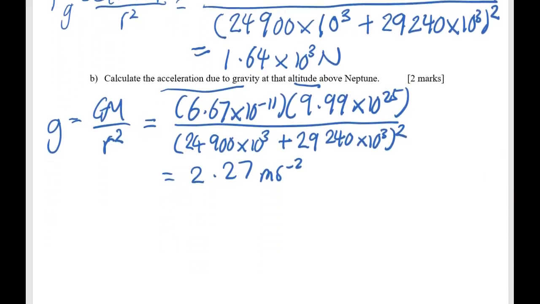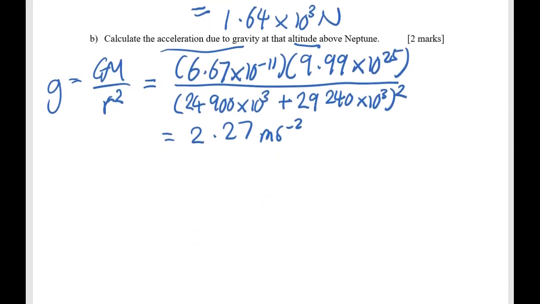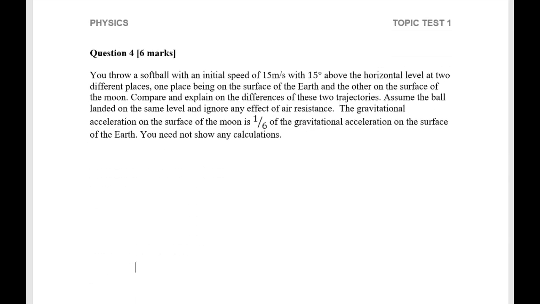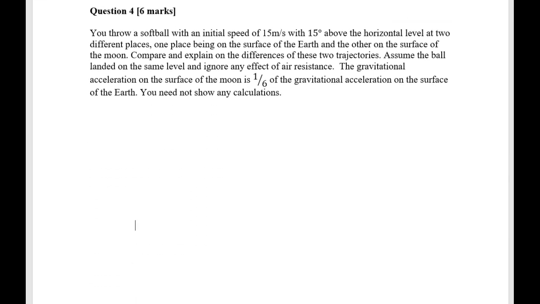Okay, moving on. Going on to question 4. This question requires certain explanation. And remember that you do not need to show any calculation. It will waste your time. So compare and explain the differences of these two trajectories, one on the Earth, one on the Moon.